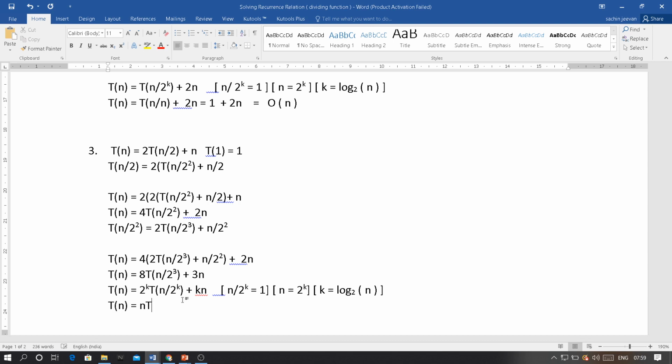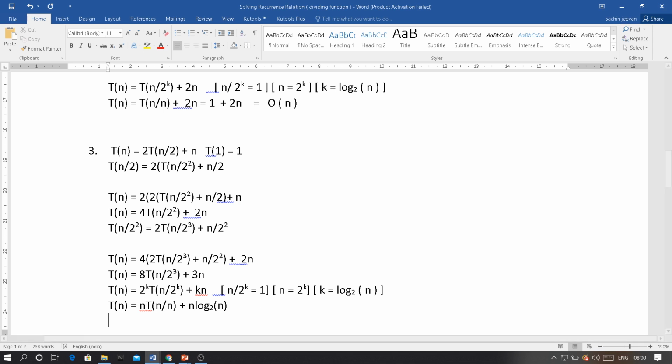So n multiplied by T of n divided by, again 2 power k is coming, so I can substitute n instead of 2 power k, plus now k is coming. So instead of k, we can go with log base 2 of n, then multiplied by one more n. So this we can take as n log n. Okay, so we will just go with this value.